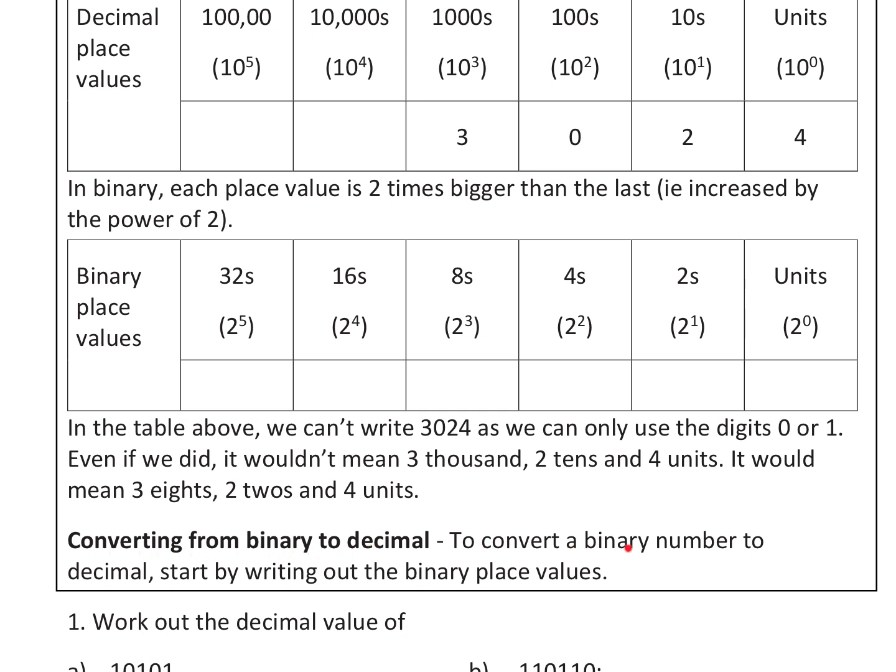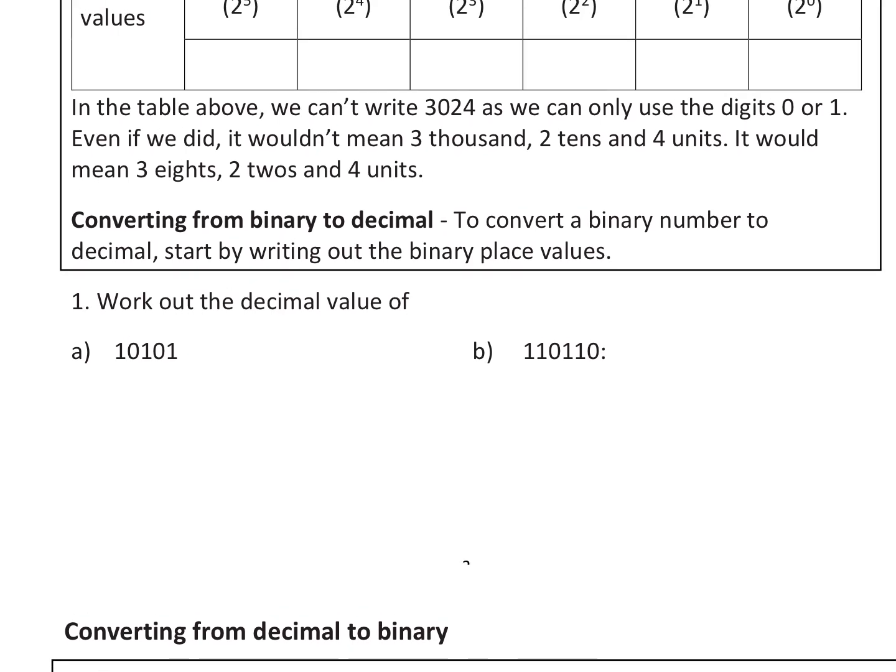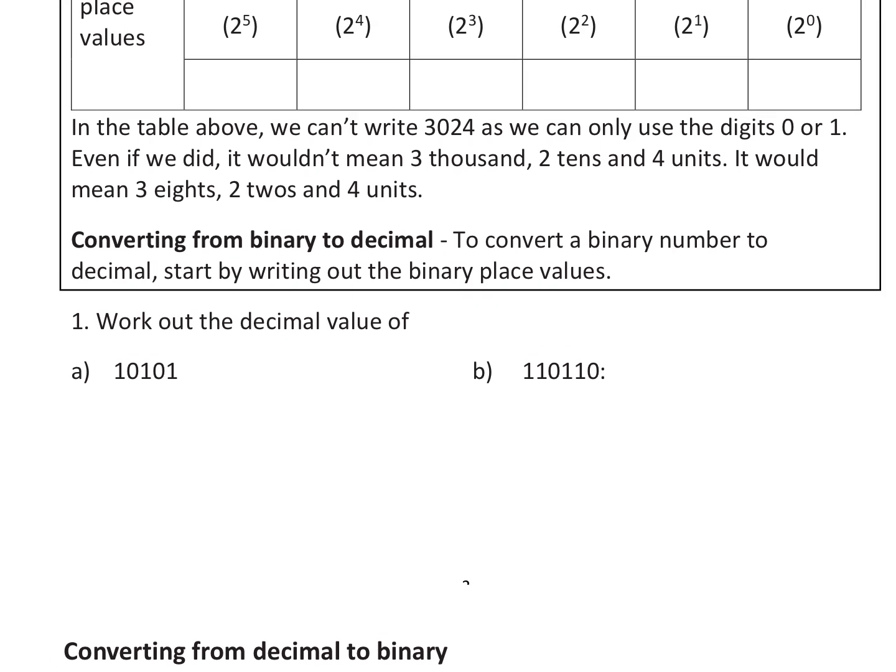So we're going to try and look at converting from binary to decimal. To convert a binary number to decimal, start by writing out the binary place values. So here, we're going to try and write the decimal value of 10101. So the first value is 1. That's the first column. If we go to the left, we double it. The next column will be worth 2. Next column 4, 8, 16. It keeps going, but this is a 5-digit number, so we only need to have the 5 digits.